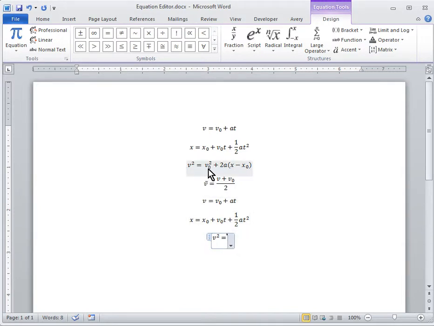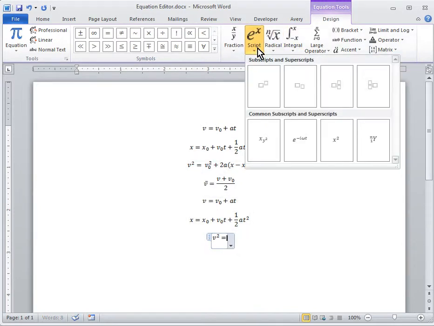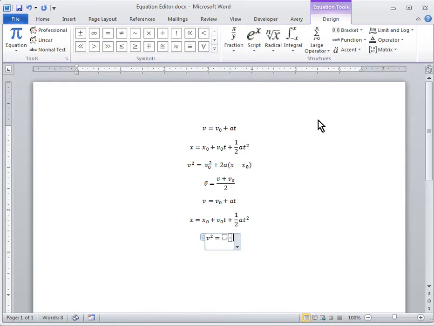V0 squared. So now we're going to have script again. This time we're going to have a v sub 0 and squared. So it's super and subscripts v 0 squared. Click outside to move on. Plus 2a. Now here's something new.